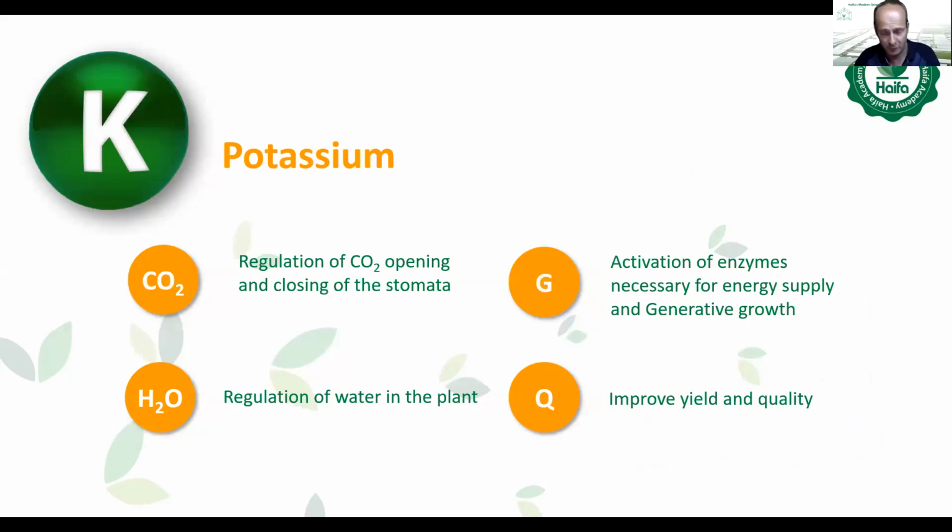Potassium, of course, is also very important to get a good regulation of CO2 and closing of the stomata. It's the left part of the screen, of course. But it's also good for a healthy quality of the fruits, mentioned on the right bottom of the screen.